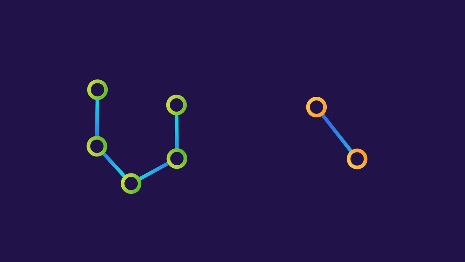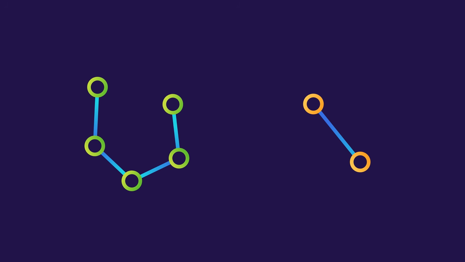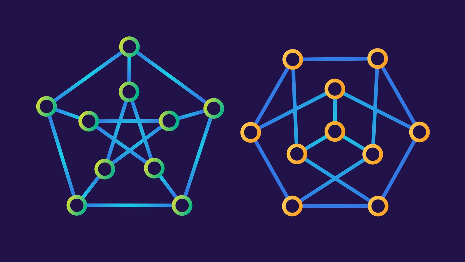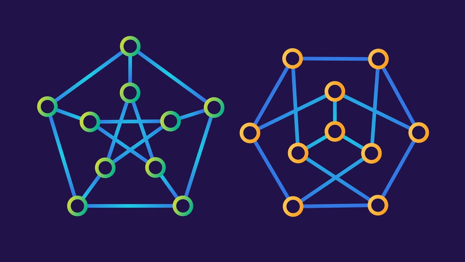So here's an example where they have to be different simply because one has 5 nodes while the other one has only 2. But most problem settings are not that easy. Try to see if you can solve this one.